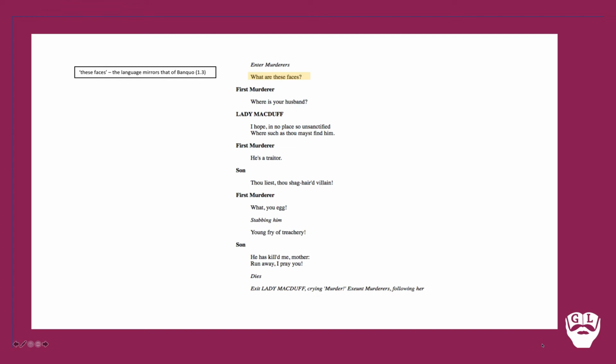They comment, where is your husband? She says, I hope in no place so unsanctified where such as thou mayst find him. There's a comment on this evil intention of the murderers at this point, and how they come from a hell-like place, and she wishes her husband was not there, and hopes sincerely he isn't. First murderer comments how he's a traitor, and the son says, thou liest, thou shag-haired villain.